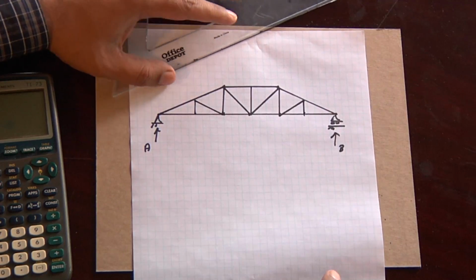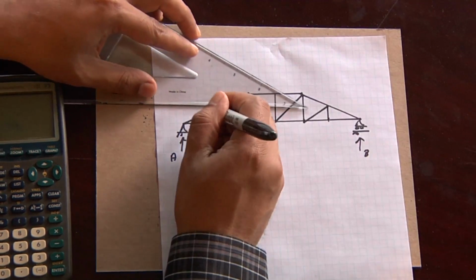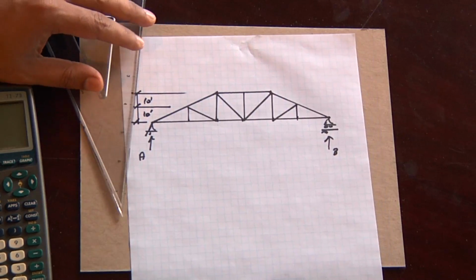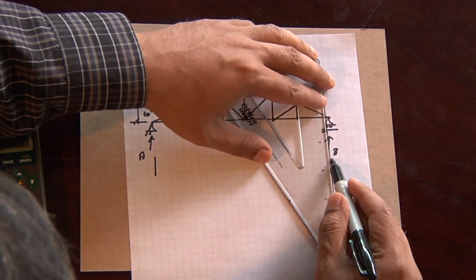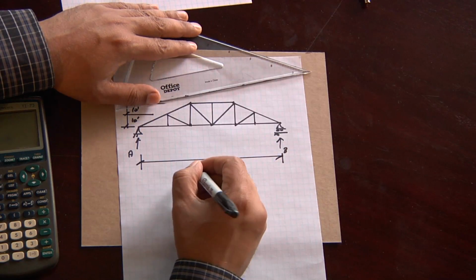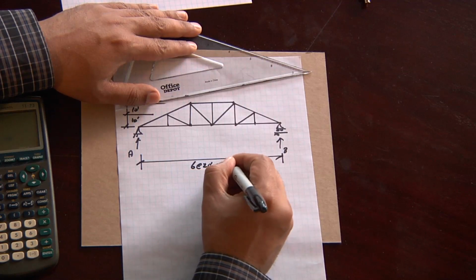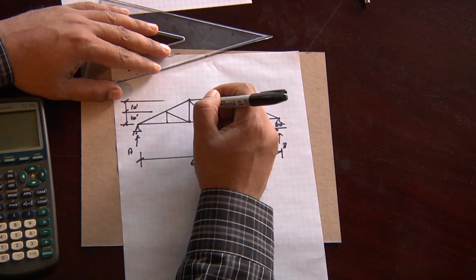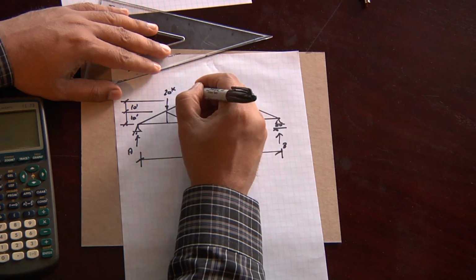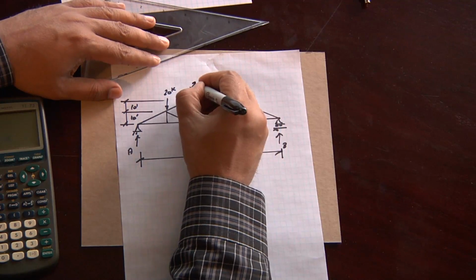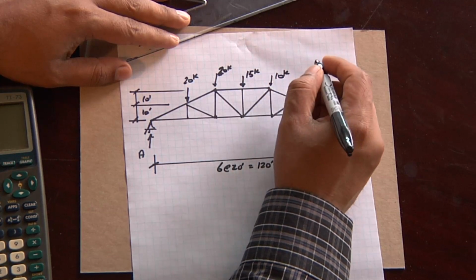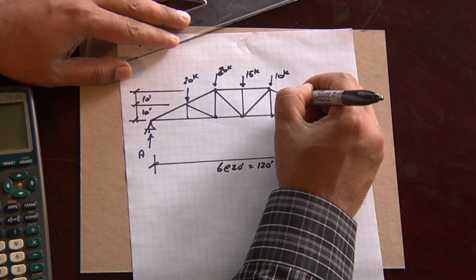and let's put some dimensions down. Ten feet, and we'll make these all equal bays. 6 bays at 20 feet, so 6 at 20 feet equal to 120 feet, and 20 feet high. And we'll put some loads on here, so we'll have 20 kips, 20 kips, 15 kips, 10 kips, 10 kips.